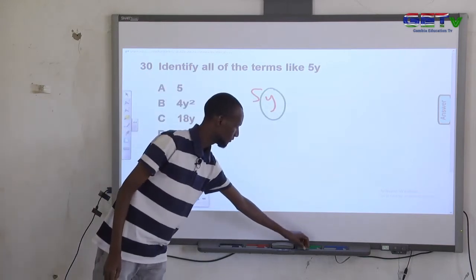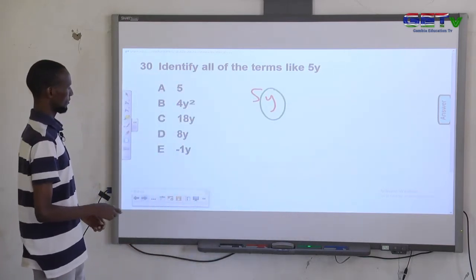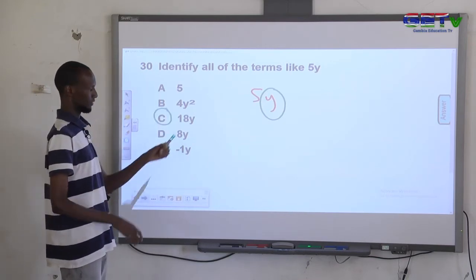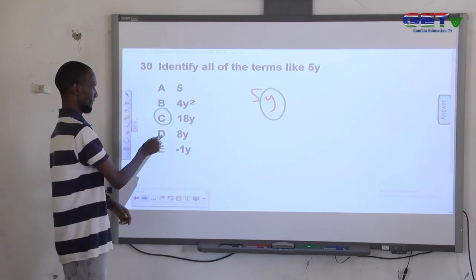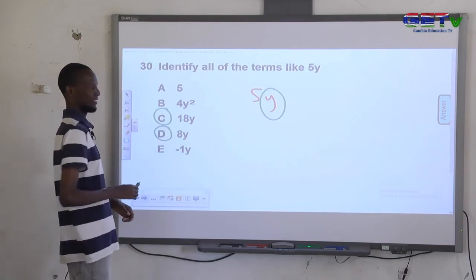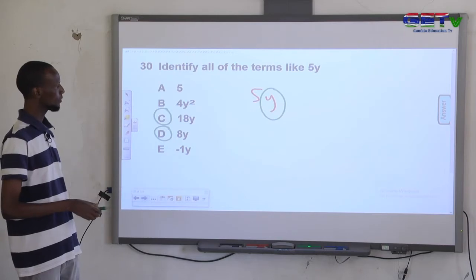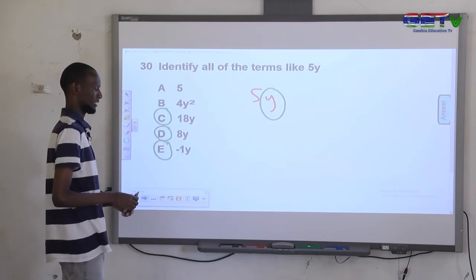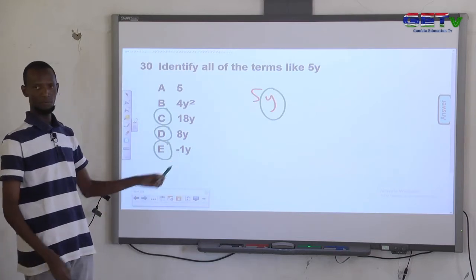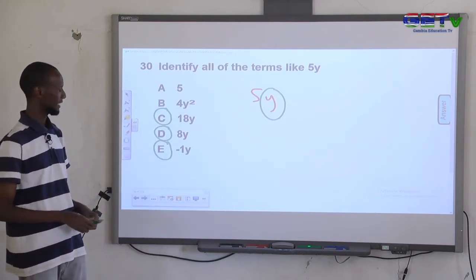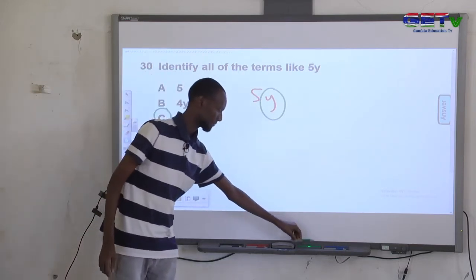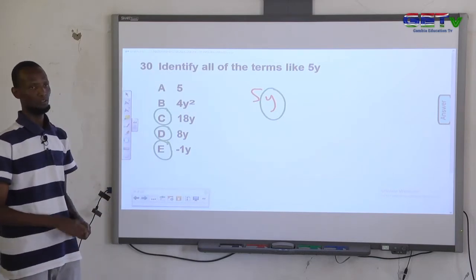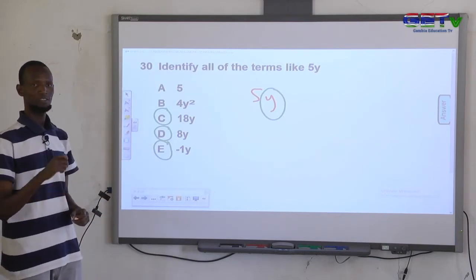And looking through very carefully, you see 18y will qualify because the same variable to the same power. 8y also qualifies. Same variable, same power. And even negative 1y qualifies because, again, same variable, same power. Remember I said the coefficient does not matter here. So all these three are like 5y because they all contain the same variable raised to the same power.